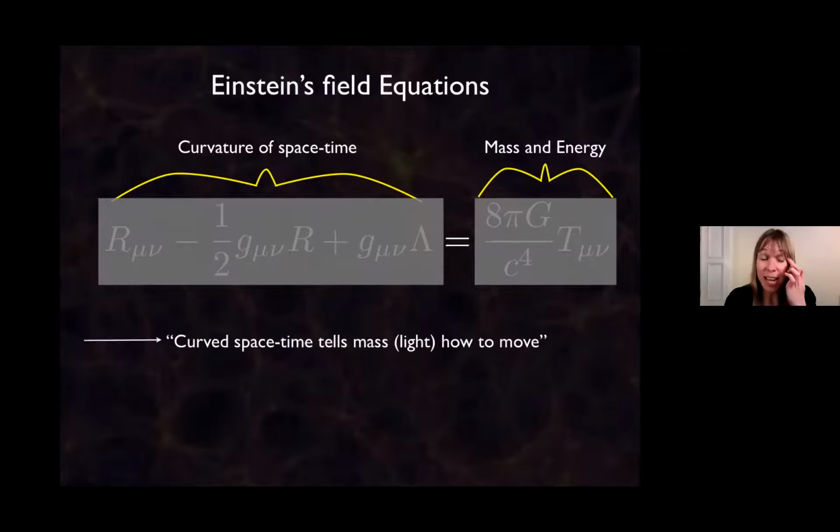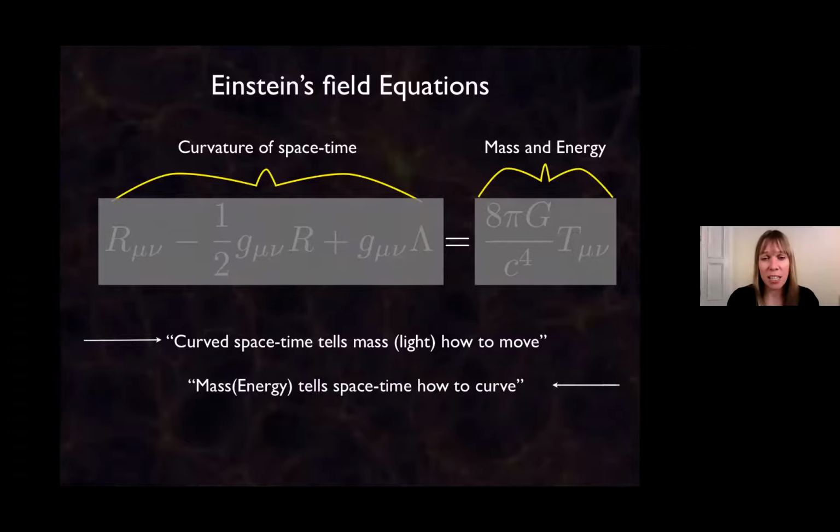And what these equations say, if you read it from left to right, is that the curvature of space and time tells mass and light how to move. And we saw that earlier with the lensing movie I showed you, that the light was bending because of the curvature of space and time. But you can also read it in the other direction, which is that mass and energy tells space-time how to curve. So the mass was curving the gravitational field and curving space and time.